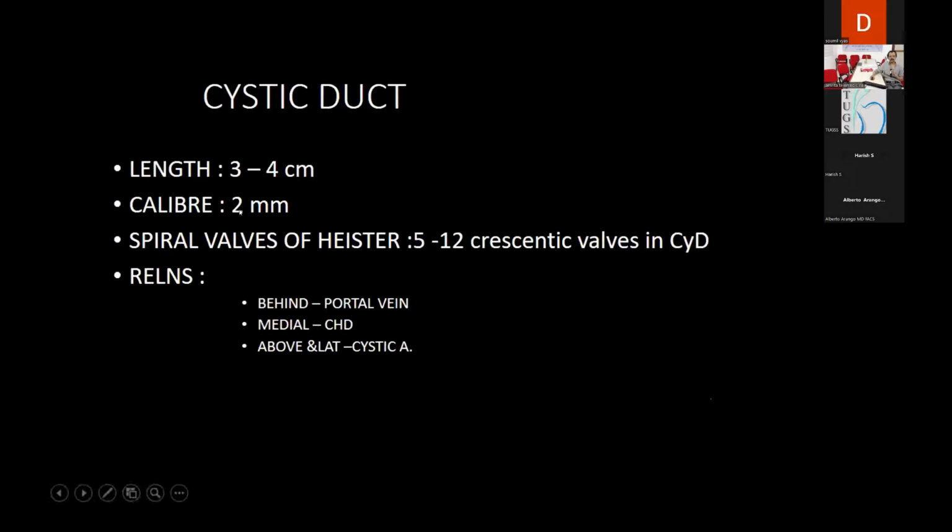Cystic duct is 3 to 4 centimeters, caliber is only 2 millimeters. It has the spiral valves, the valves in the cystic duct. The relationship: behind the cystic duct is the portal vein, medially the common hepatic duct, and above and lateral is the cystic artery.